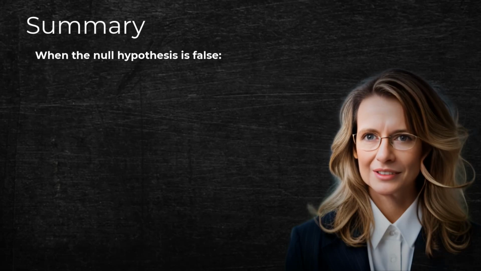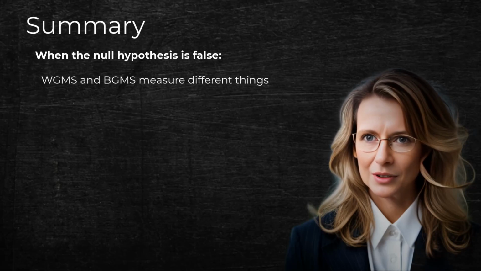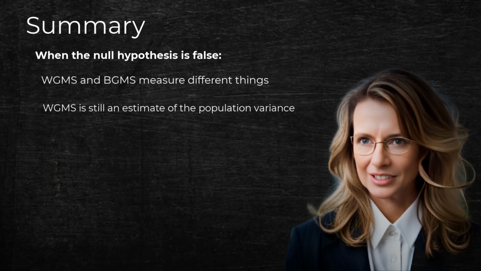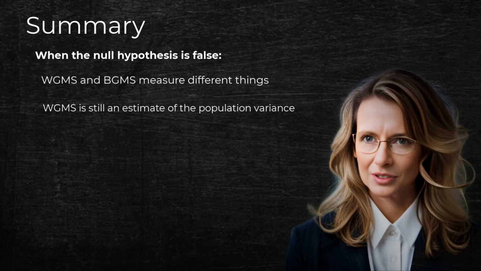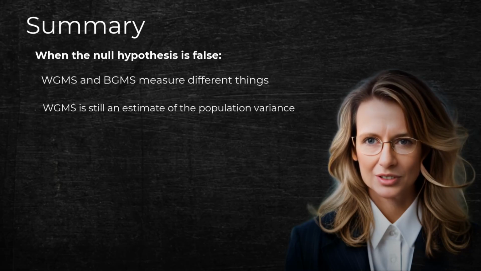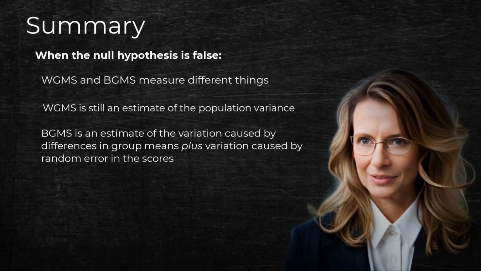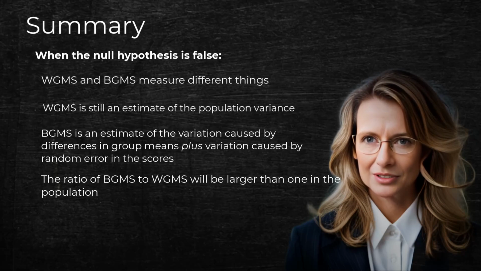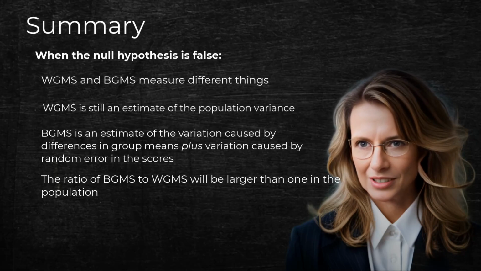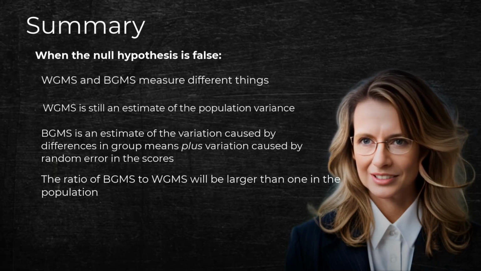When the null hypothesis is false and there really are differences in the group means, the two mean squares are now measures of different things. The within groups mean square is still an estimate of the population variance, but the between groups mean square is now an estimate of two different quantities. It is an estimate of the variation in the data that is caused by the differences among the group means, plus the variation that is caused by the random error in the scores. As a result, the ratio of the between groups mean square to the within groups mean square will be larger than 1 in the population.